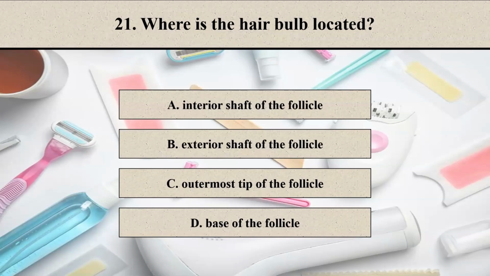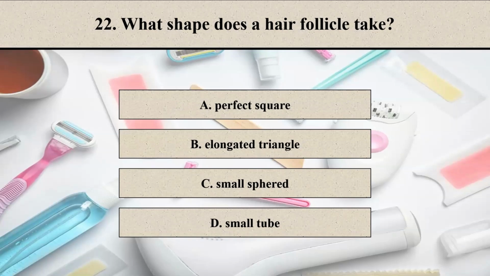Where is the hair bulb located? Is it interior shaft of the follicle, exterior shaft of the follicle, outermost tip of the follicle, base of the follicle? If you chose D, base of the follicle, you are correct.